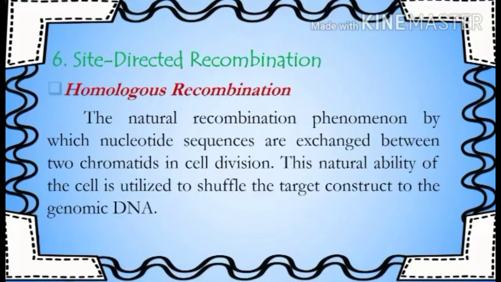Another method of gene therapy is site-directed recombination. Homologous recombination is the natural recombination phenomenon by which nucleotide sequences are exchanged between two chromatids in cell division. This natural ability of the cell is utilized to shuffle the target construct into the genomic DNA.